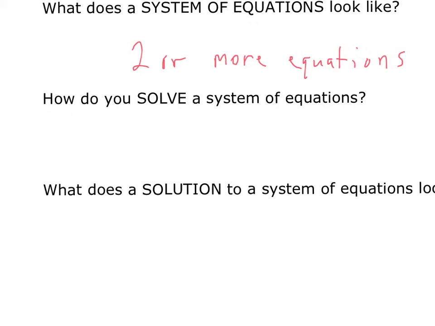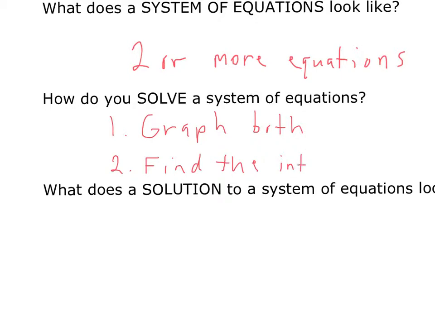How do you solve a system of equations? You graph both. That's our first step. So number 1 is graph both. And your second step would be find the intersection. So graph both and then find where they intersect.